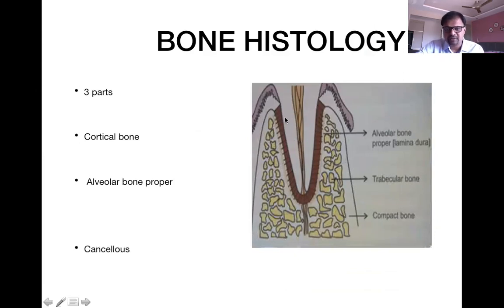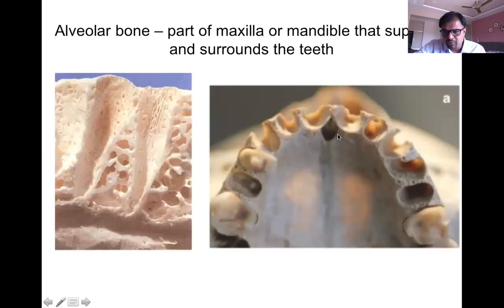What you see here in this image, this brown portion with these lines, is known as alveolar bone proper. Then there's the peripheral bone. The bone at the periphery, the part which forms the basal bone, is known as cortical bone. So for example, if you go back to this image, the bone we see here on the surface is cortical bone: buccal cortical bone, and palatal or lingual cortical bone.